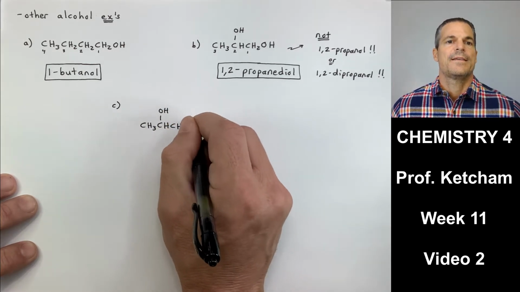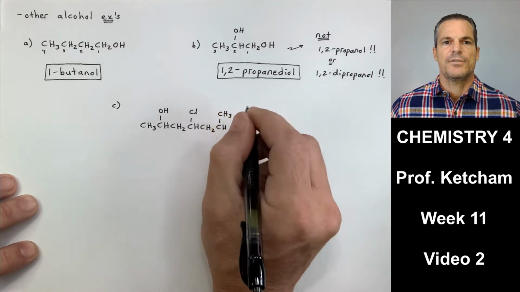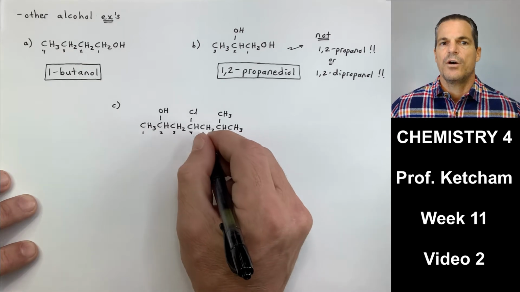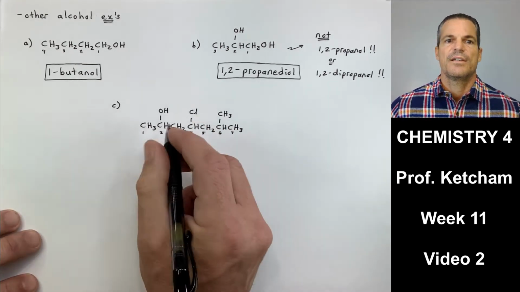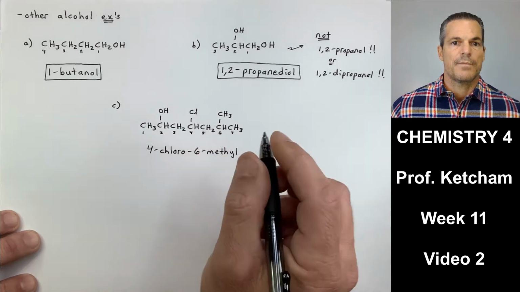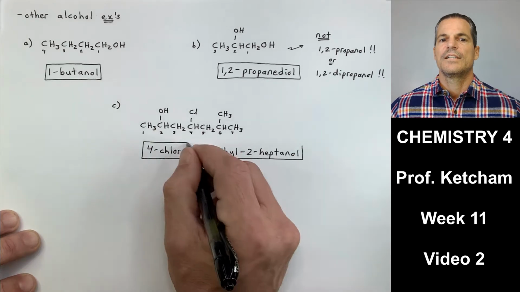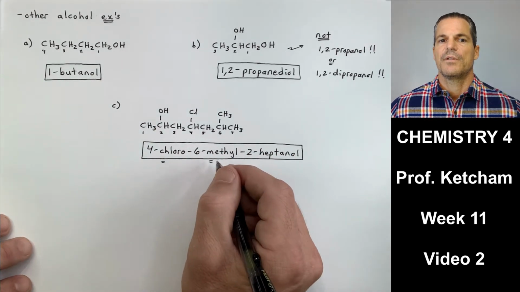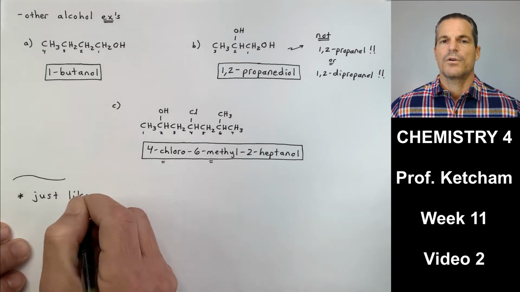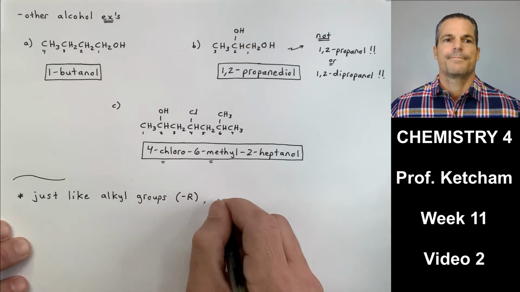Very careful. C, CH3, CH, CH2, CH, CH2, CH, CH3 with OH, Cl, CH3. I know the OH has to be involved in the main chain, and this is going to be obviously numbered from the left is carbon 1, the far end is carbon 7. This is 4-chloro, 6-methyl, 2-heptanol. The chloro comes first, then the methyl, ABC order. It's not 4 before 6. It's not numerical order, it's ABC order.